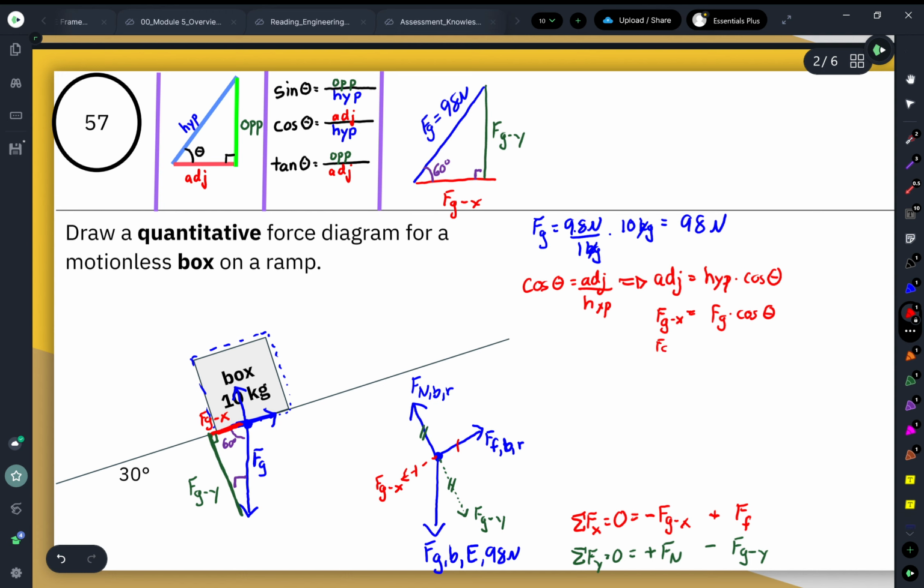But to quantify this, force of gravity dash x is equal to the 98 newtons, that was our force of gravity, times cosine of this 60-degree angle. So if I plug that into a calculator, what I end up getting is my value right here, and it should be 49 newtons.